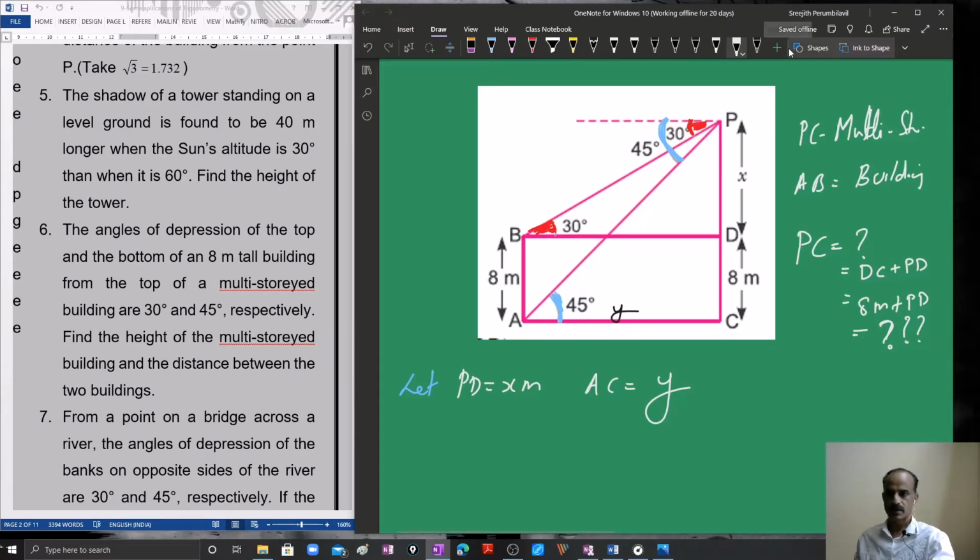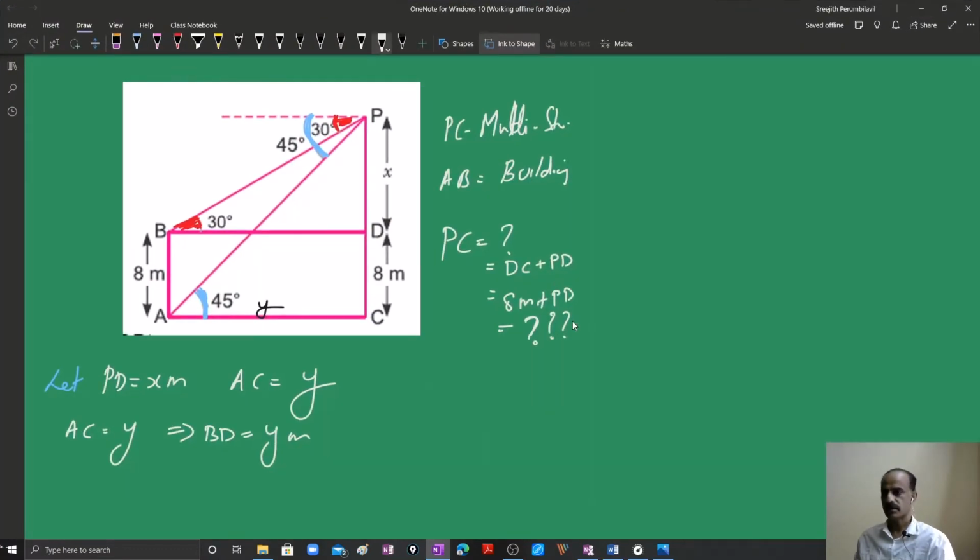Okay. So if AC is equal to Y, this implies BD is also equal to Y meters. Now we have to find these two things. Let us take the smaller triangle. In triangle BPD, this is also Y. Is there anything connecting these two and this?